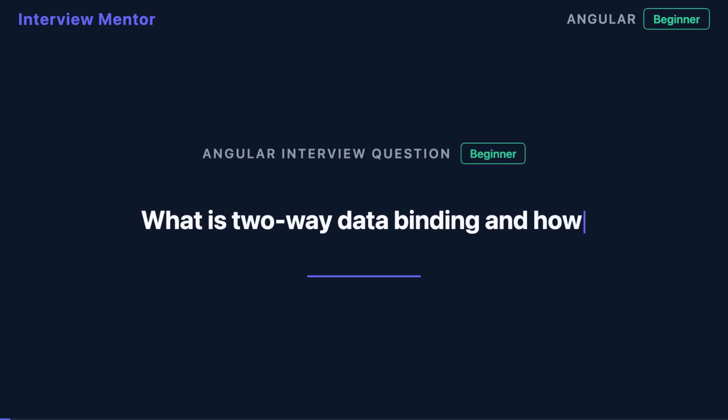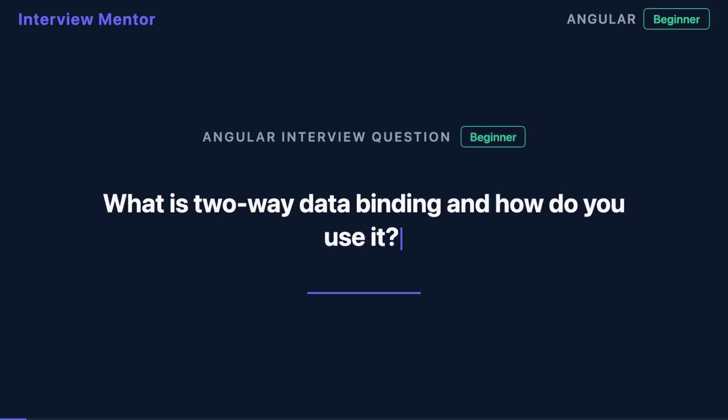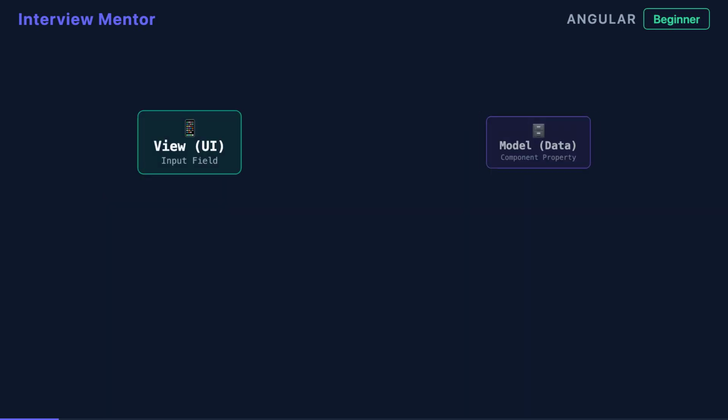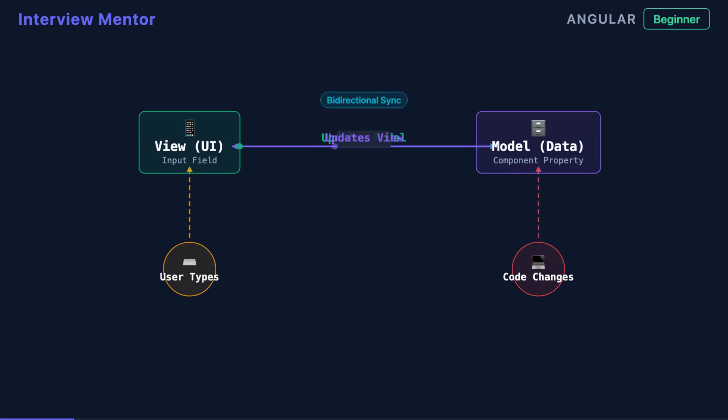Two-way data binding is one of the most misunderstood features in modern frameworks. Let's break down what it really means. Two-way data binding creates automatic synchronization between your model and your view in both directions. When the user types in an input field, the data model updates immediately. And when your code changes the model, the UI updates instantly. This bidirectional flow is what makes it two-way, unlike one-way binding where data flows in only one direction.